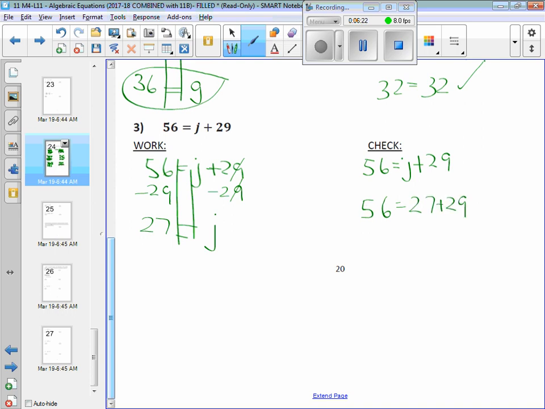What I would do is I would do it off to the side just to be sure. Because I had somebody in last class that put 24 here and just automatically assumed that 24 plus 29 is 56. And it's not. So just double check and make sure your math is good. Otherwise, it kind of defeats the purpose of doing the check.